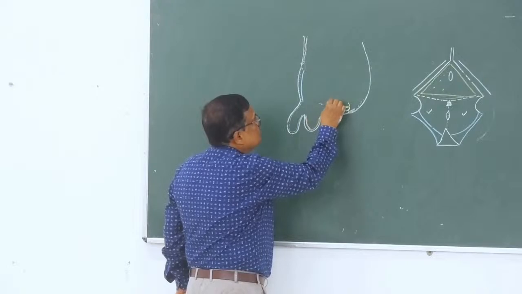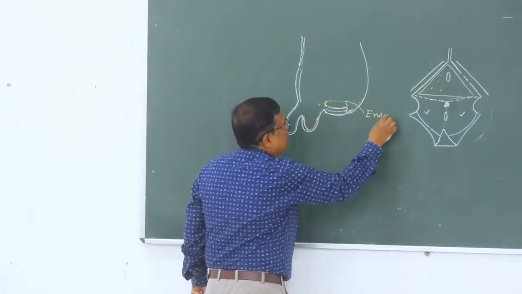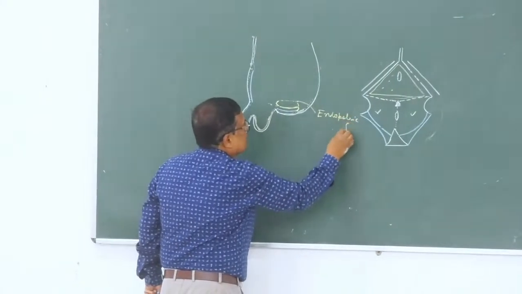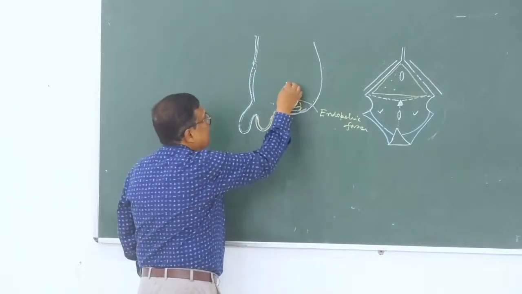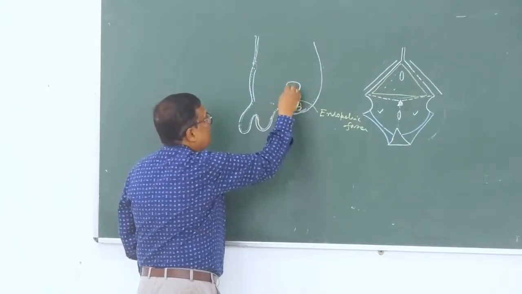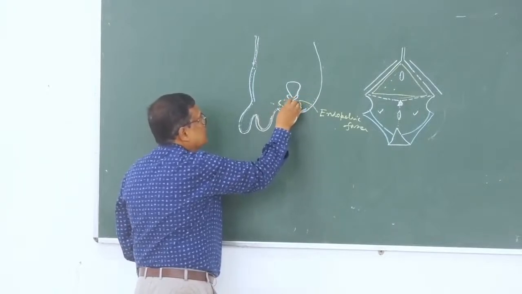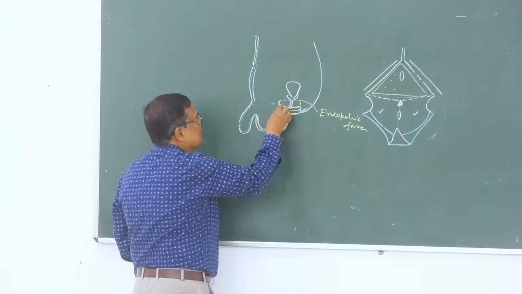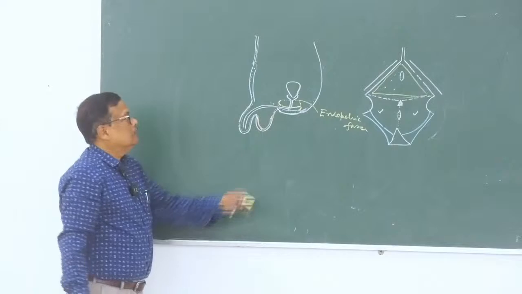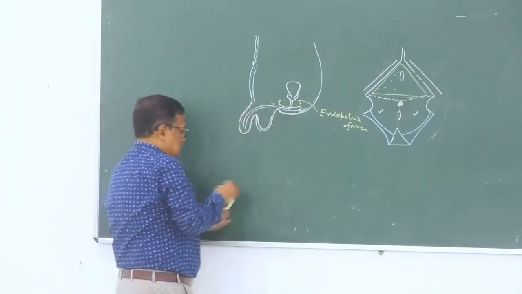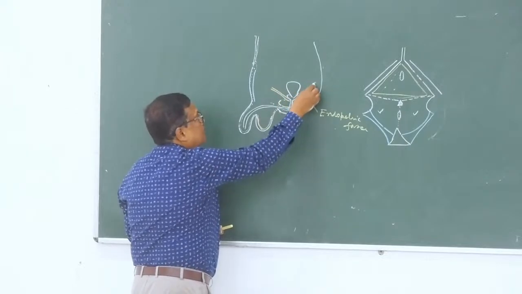Besides, there is loose areolar tissue present. We call it the endopelvic fascia. And above it in male, here lies the bladder and prostate. And this is the urethra passing in this fashion. And here is the muscle levator ani or pelvic diaphragm.